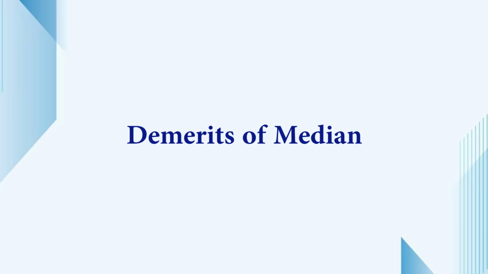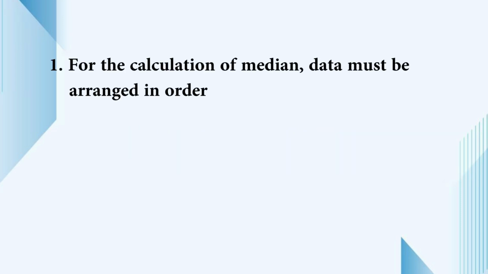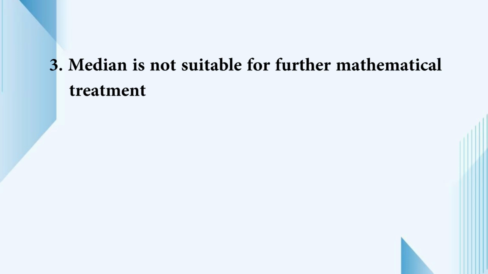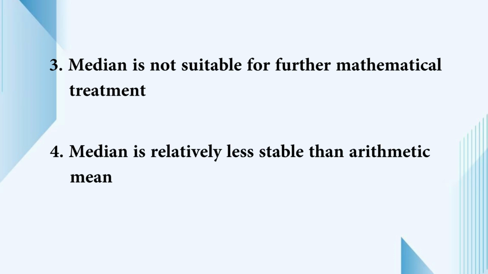Let us look into the demerits of median. For the calculation of median, data must be arranged in order. Median being a positional average, it is not based on each and every item of the distribution. Median is not suitable for further mathematical treatment. Median is relatively less stable than arithmetic mean.